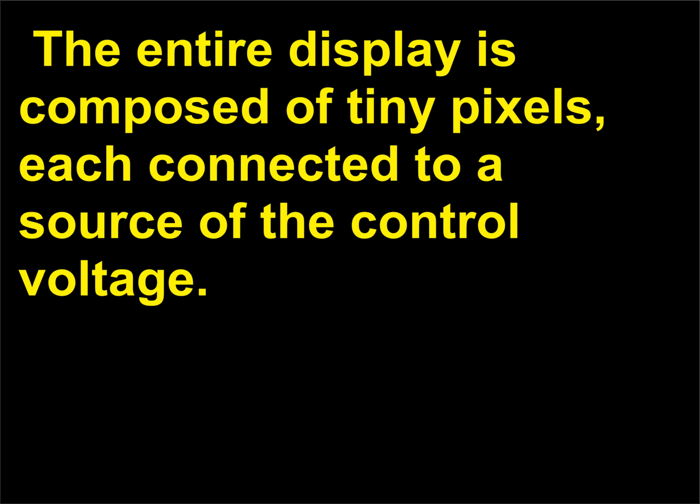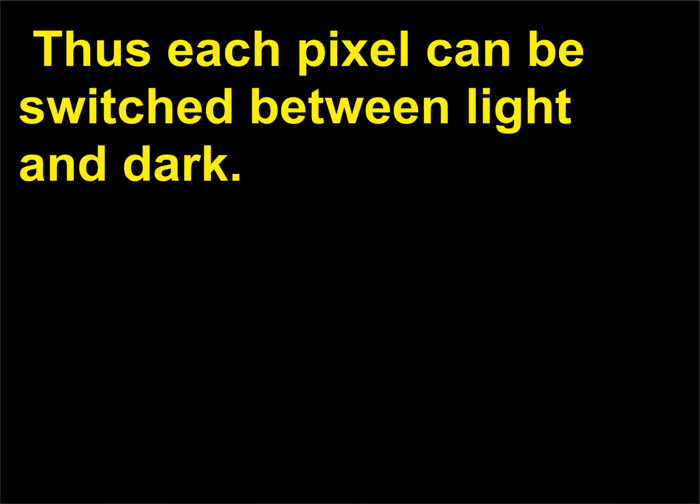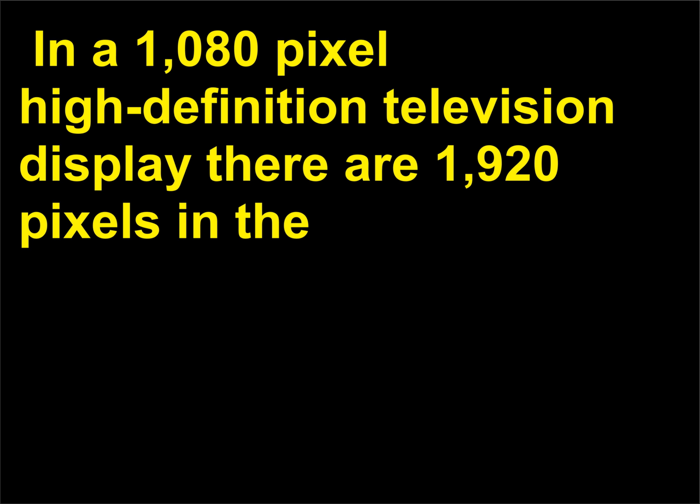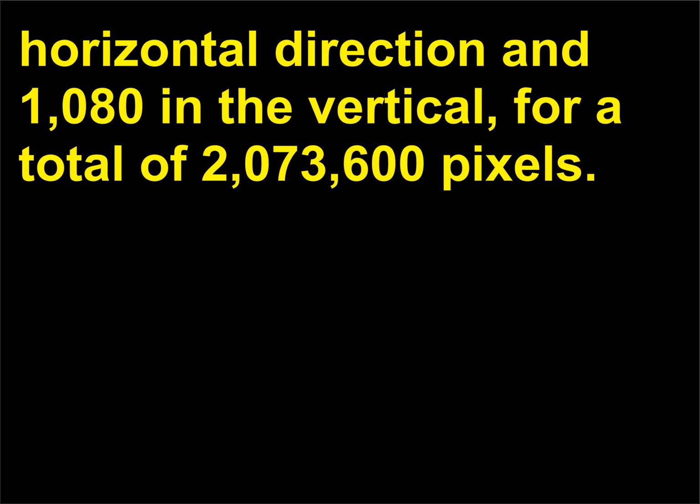The entire display is composed of tiny pixels, each connected to a source of the control voltage. Thus each pixel can be switched between light and dark. Color filters can be placed over each pixel to produce a full color display. In a 1080 pixel high definition television display, there are 1920 pixels in the horizontal direction and 1080 in the vertical, for a total of 2,073,600 pixels.